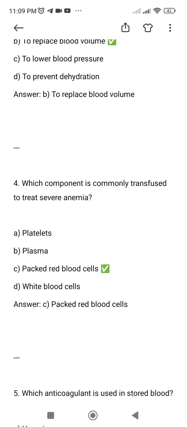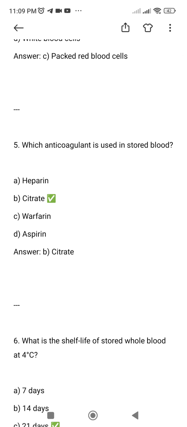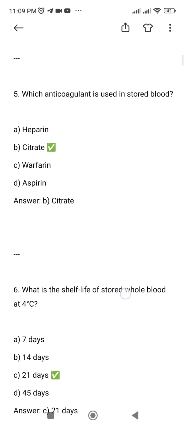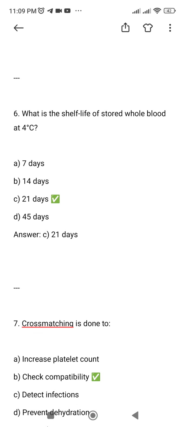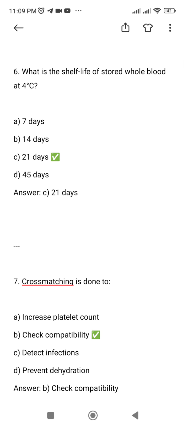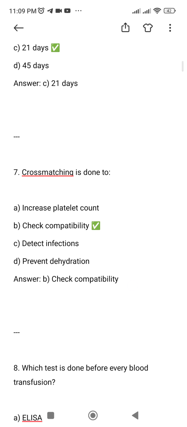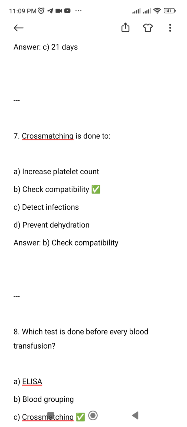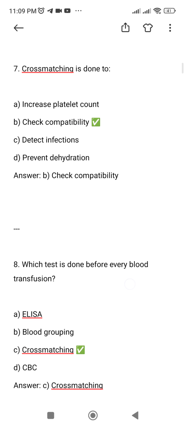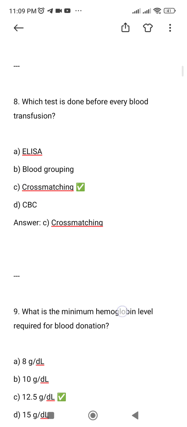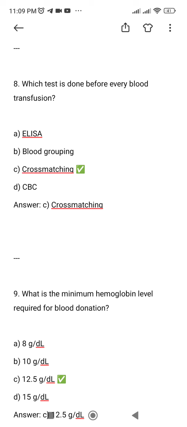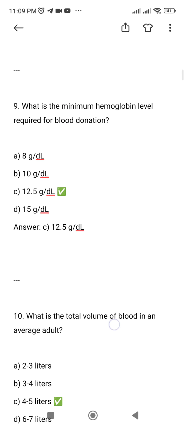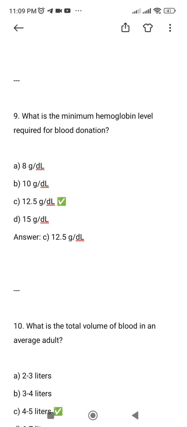Packed red blood cells. Which anticoagulant is used in stored blood? Citrate. What is the shelf life of stored whole blood at 4 degrees Celsius? 21 days. Cross matching is done to check compatibility. Which test is done before every blood transfusion? Cross matching.